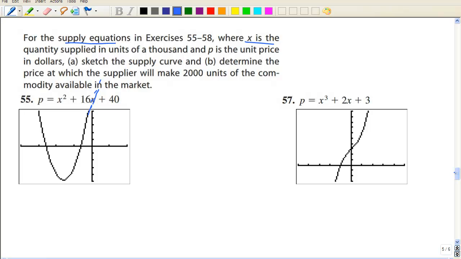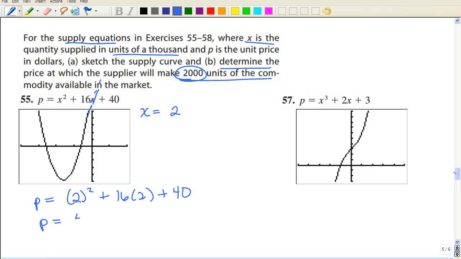I would really be concentrating on part B: determine the price at which the supplier will make 2,000 units of the commodity available. Since x is in units of 1,000, I'm going to let x be 2 because I have 2,000. So I just want to solve for p. That's 4 plus 32 plus 40. If I add that together, I would get 76, and that is $76. So if I'm making 2,000 units, my price should be $76.